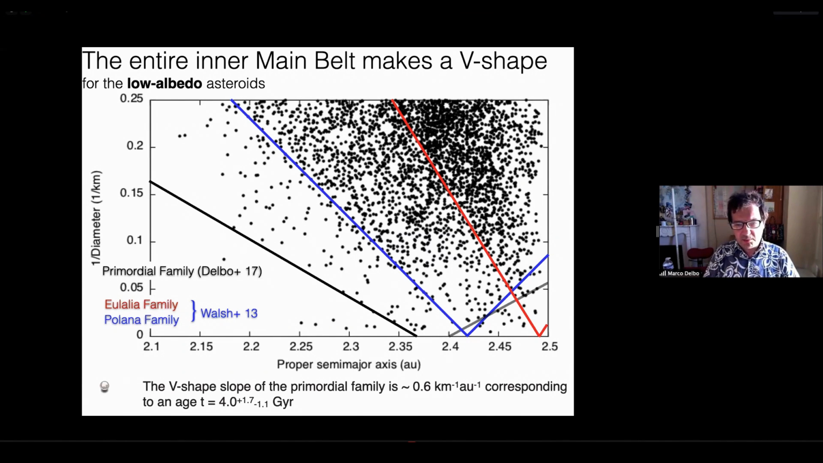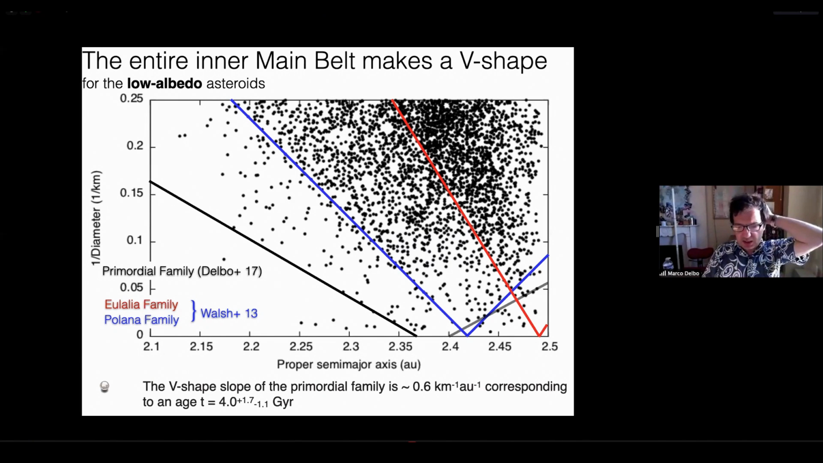The blue and the red were known before. They were identified by Walsh et al., Kevin Walsh, myself et al., in 2013. But in 2017, we identified this very wide V shape that basically spans the entire inner portion of the main belt. This is only low albedo asteroids. So we think that these are all collisional families, and the wider one could be as old as the solar system.